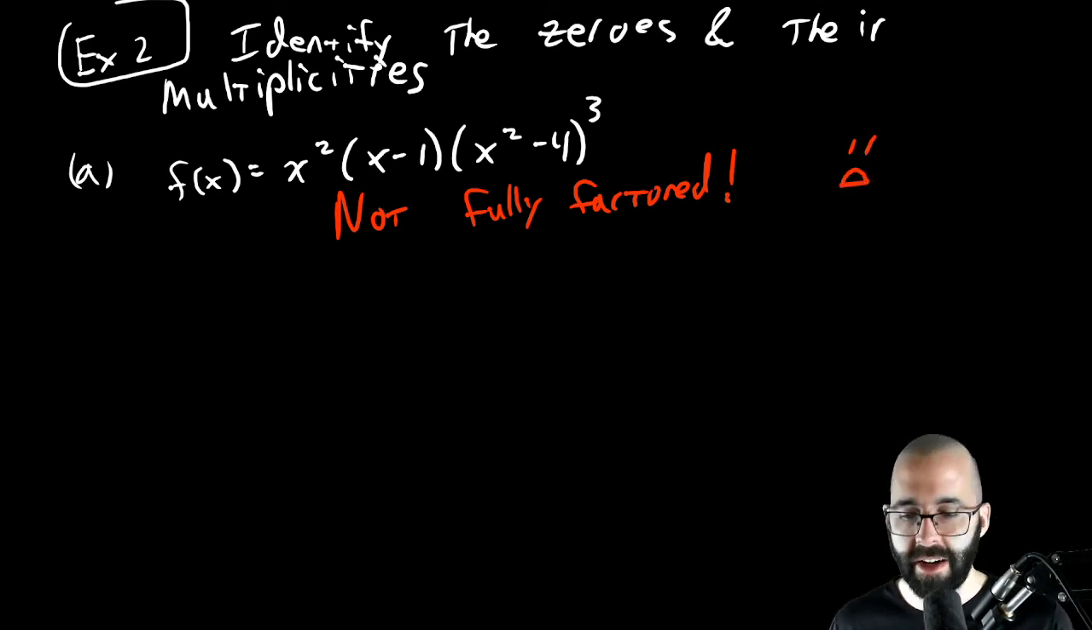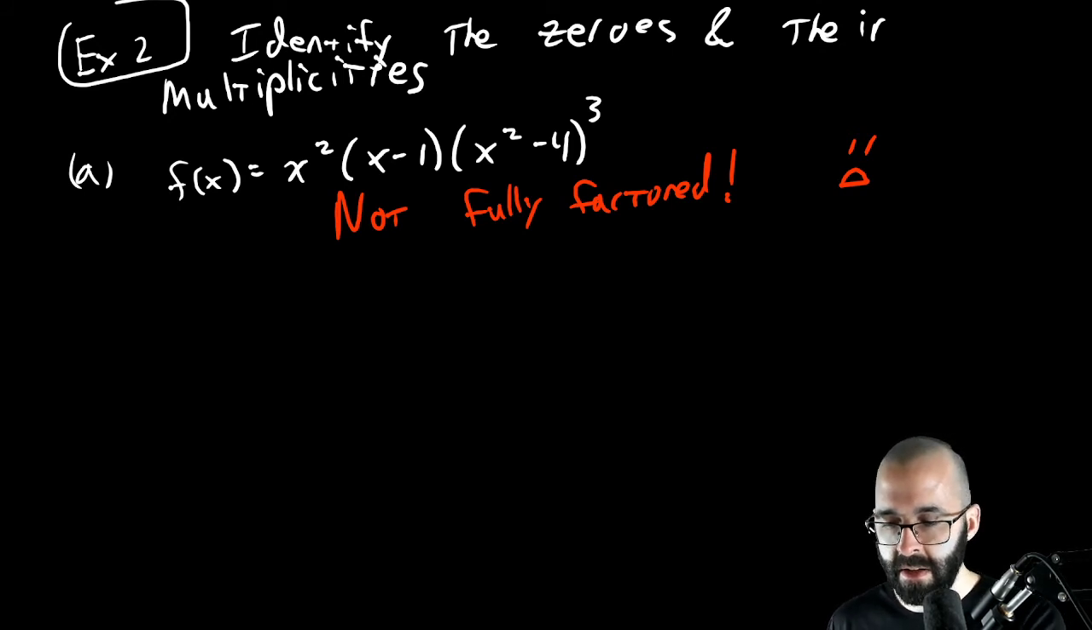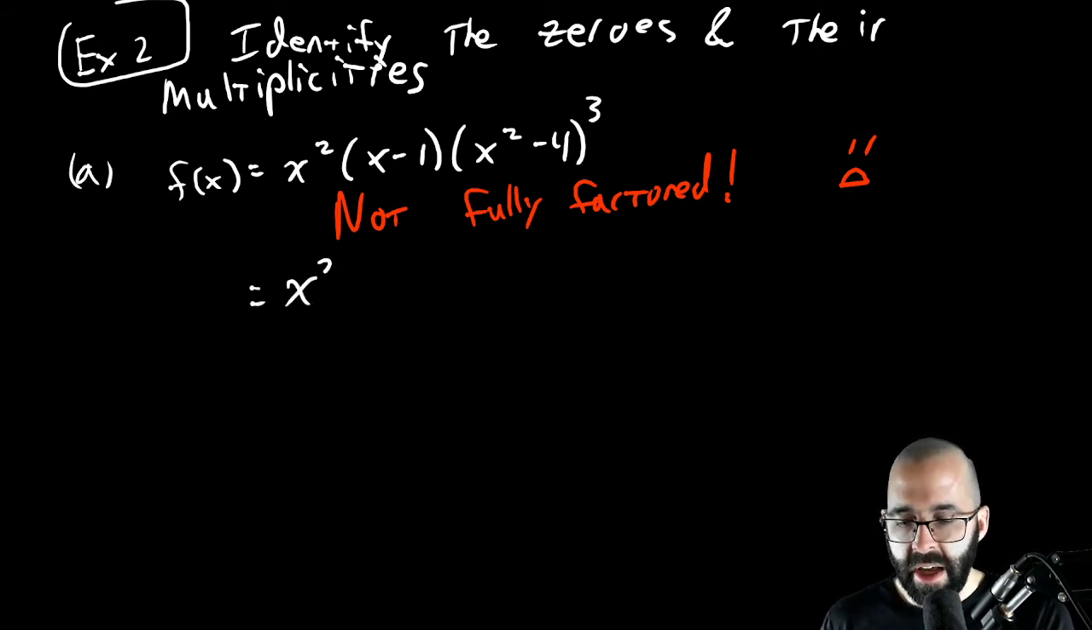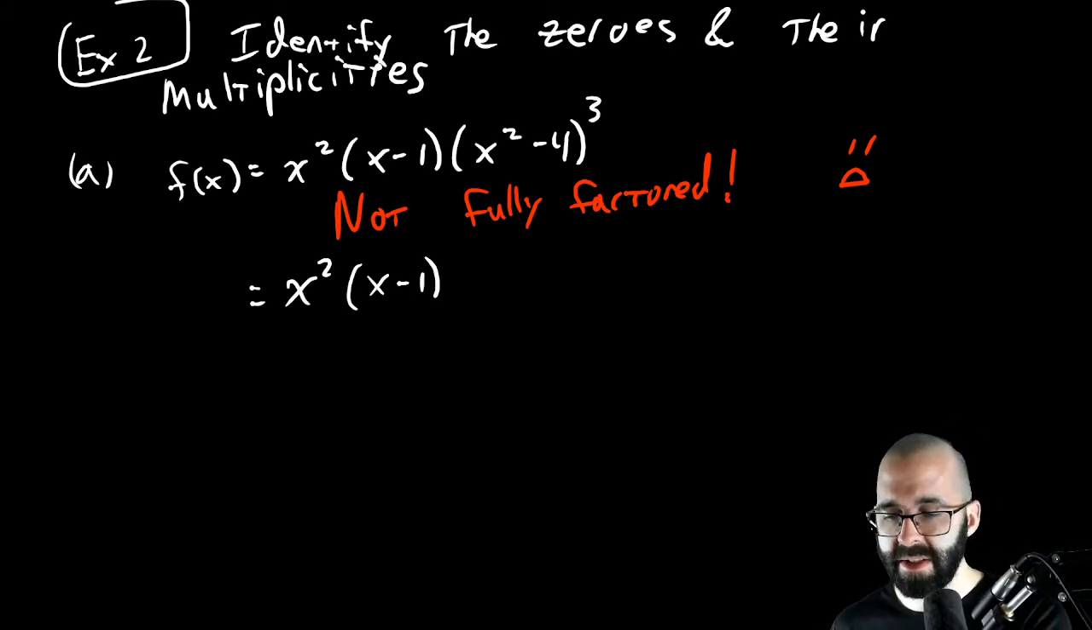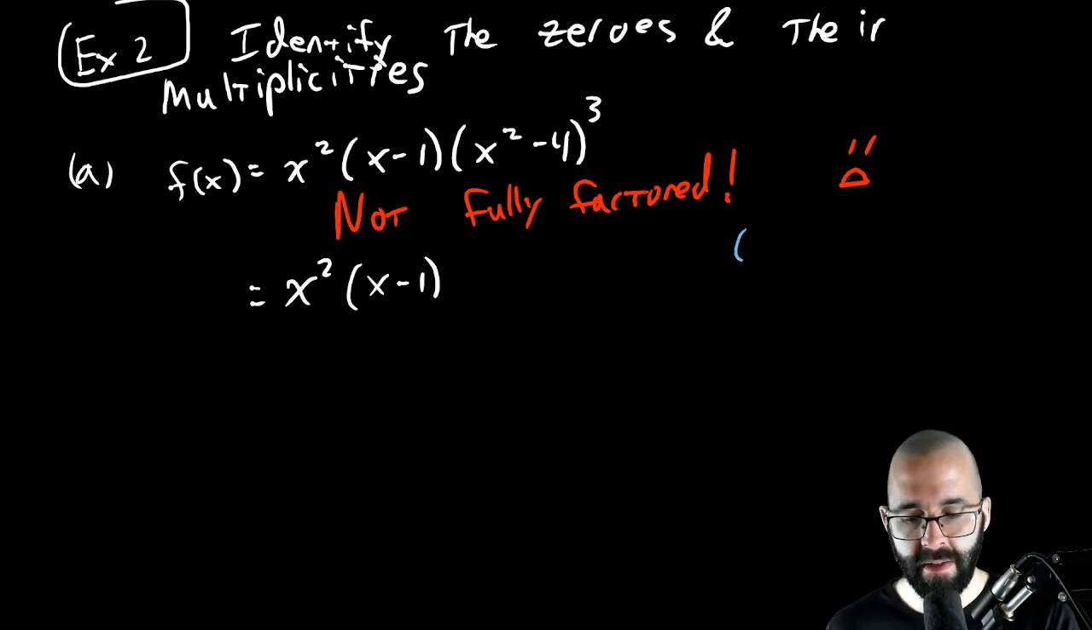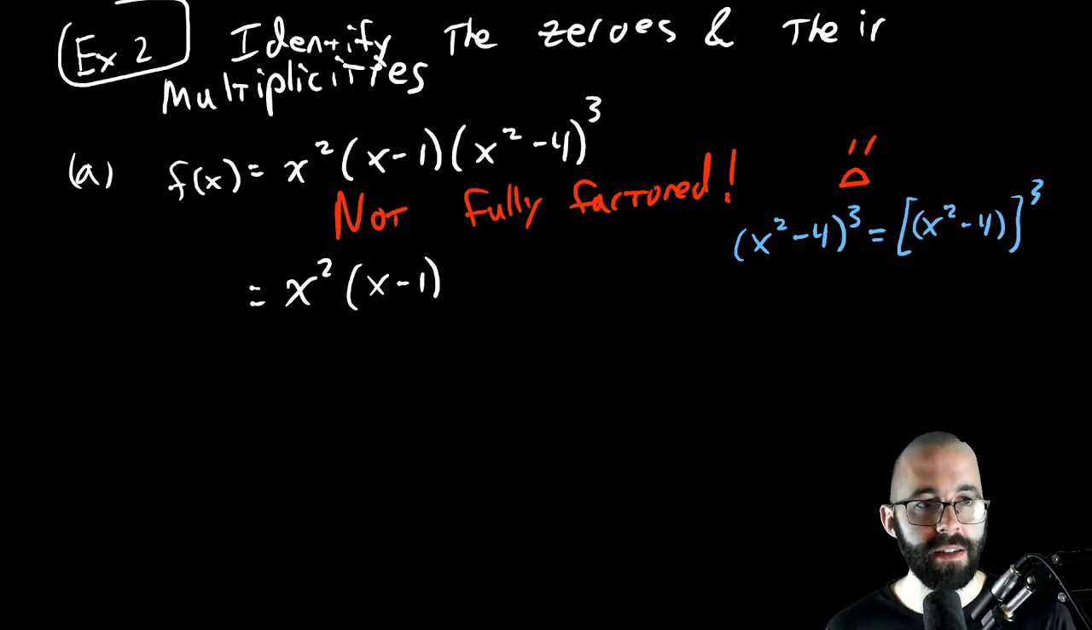So let's make it fully factored. Most of it's okay. X squared, nothing to do with that. X minus 1, nothing to do with that. But this last one, let's go off to the side real quick, right? X squared minus 4 cubed. All right, let's think about that as x squared minus 4 cubed, kind of like this.